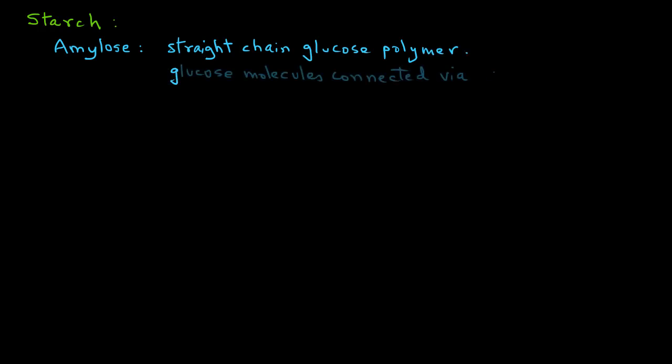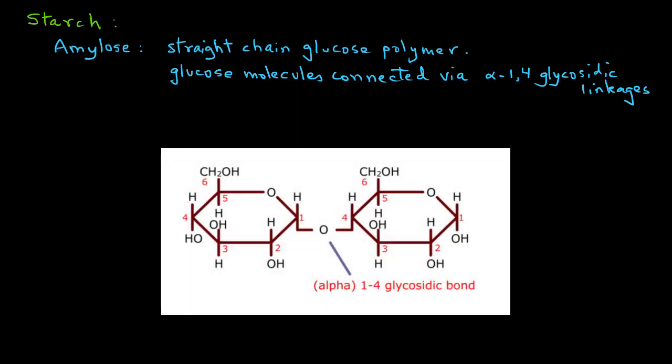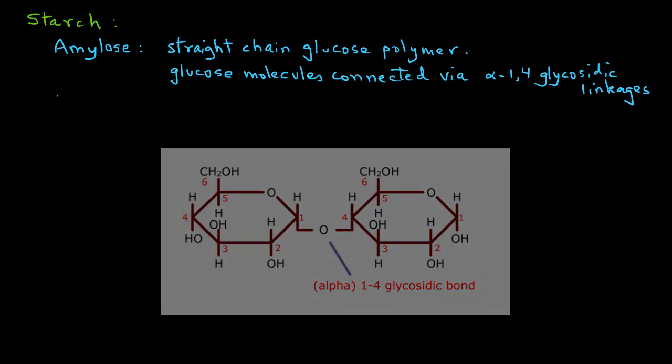Let's look at starch. There are two types of starch molecules. One is called amylose. Amylose is a straight chain glucose polymer. This is where the glucose molecules are connected via the alpha 1,4-glycosidic linkage. And here we can see a structure of two glucose molecules connected together with the alpha 1,4-glycosidic linkage. And of course, similar linkages extend on both sides, so it is a long chain.